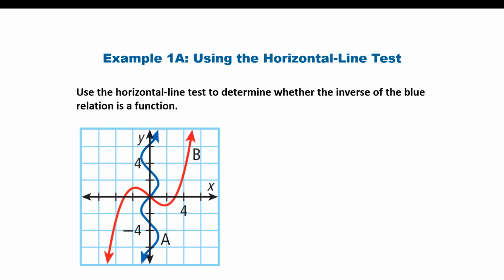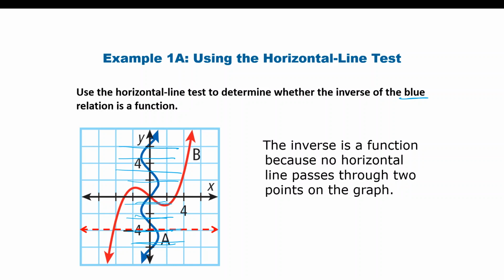Let's take a look at this first example. Use the horizontal line test to determine whether the inverse of the blue relation is a function. So all we have to do is draw our lines, and notice that for every y, there is only one x. All right, so it actually passes the horizontal line test for the blue. And so once we do that, we can see the inverse is a function because no horizontal line passes through 2 points on the graph.